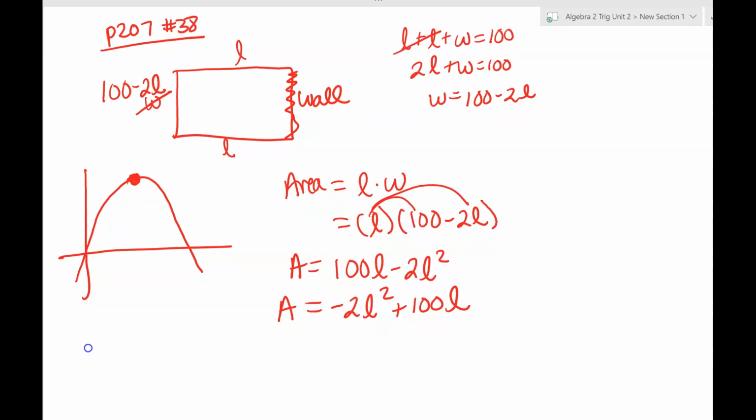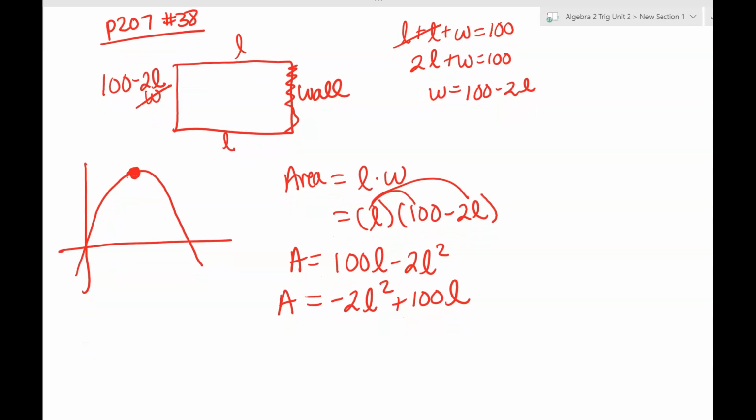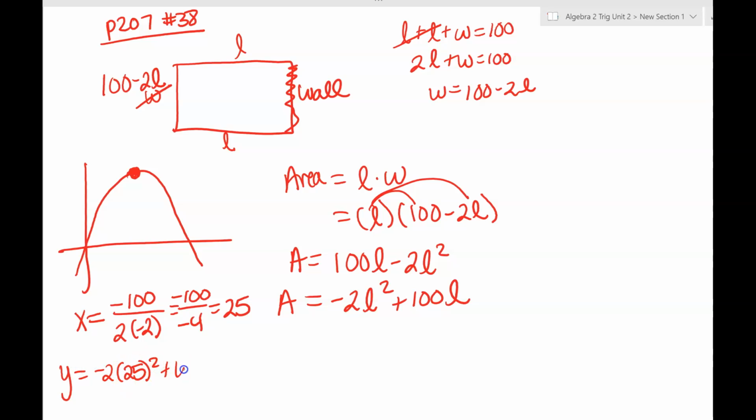So with or without a graphing calculator, I can find that vertex. Remember, we find the x-coordinate of the vertex when it's in standard form by doing negative b over 2a, which would give us 25. And then if we plugged 25 back into the equation, we could go ahead and get the y value that goes with that x value for the vertex.